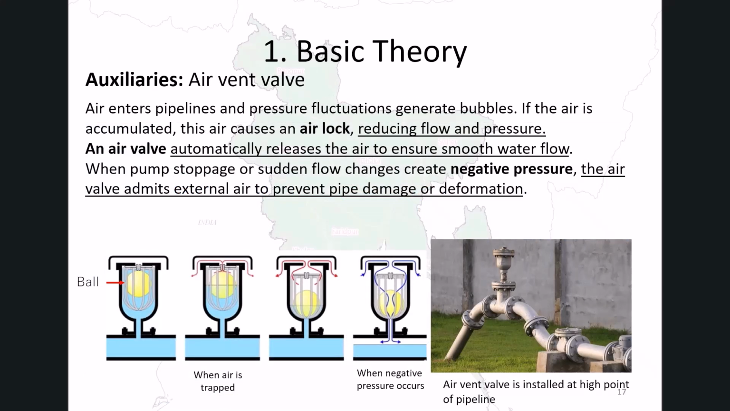During water conveyance, air can accumulate inside pipelines, creating air locks that reduce flow and pressure. Air vent valves automatically release trapped air and admit air under negative pressure to prevent pipe collapse. Because air accumulates at high points, air vent valves must be installed at the highest points of the pipeline.